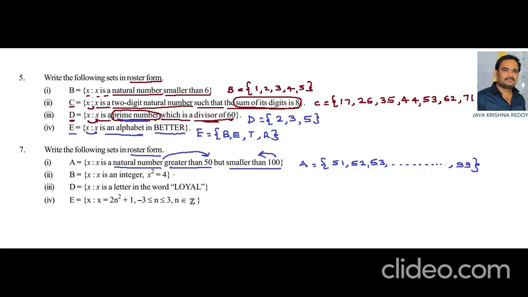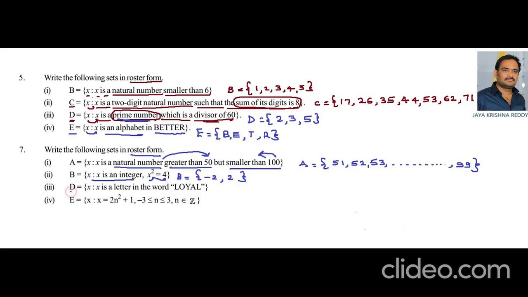And the next one, set B equals X is an integer which satisfies that the square of that number should be equal to 4. Here we have to write the numbers satisfying the condition, means by squaring that number the answer should be equal to 4. So we can write the numbers as minus 2 and 2, because minus 2 squared is 4 and 2 squared is also 4. So the elements in the set are minus 2 and 2.